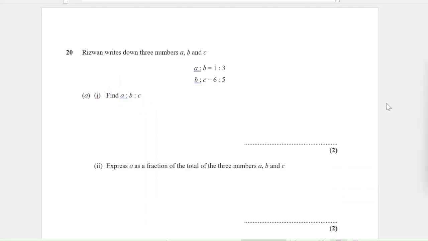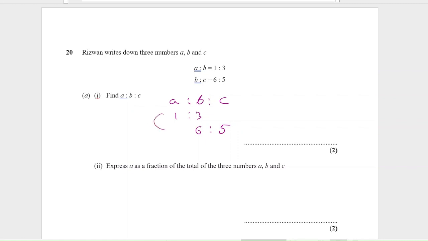Okay, question 20. Rizwan writes down 3 numbers A, B, and C. The ratio of A to B is 1 to 3. The ratio of B to C is 6 to 5. Find the ratio of A to B to C. So this is about combining ratios. If I put them all in the same format, A to B is 1 to 3. B to C is 6 to 5. 6 to 5, not 6 to 6.